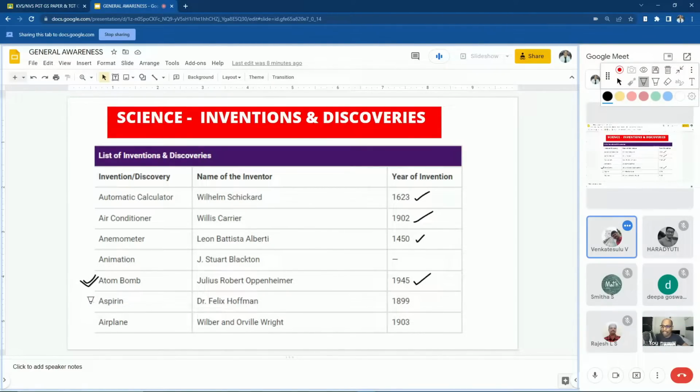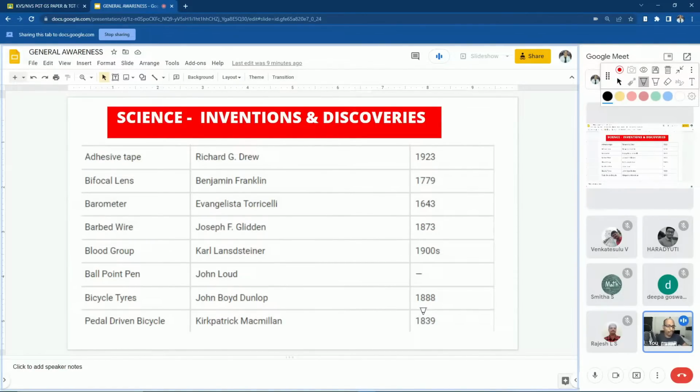Then aspirin was invented by Dr. Felix Hoffmann in the year 1899. The airplane was invented by the Wright brothers. Who are those Wright brothers? Wilbur and Orville Wright in the year 1903. So these are the first slide. Now let us begin with Smita ma'am. Smita ma'am, please read this slide.